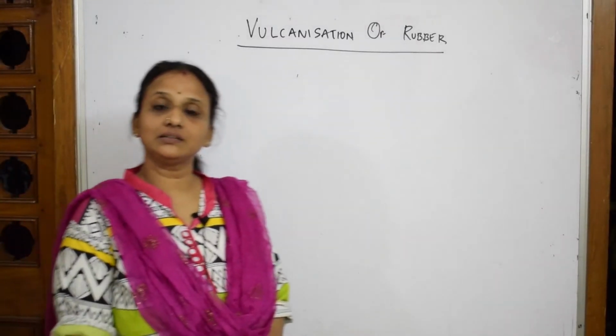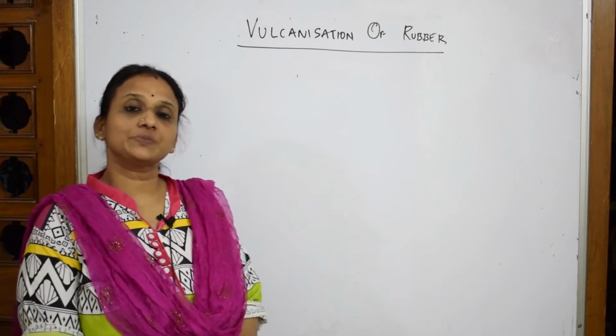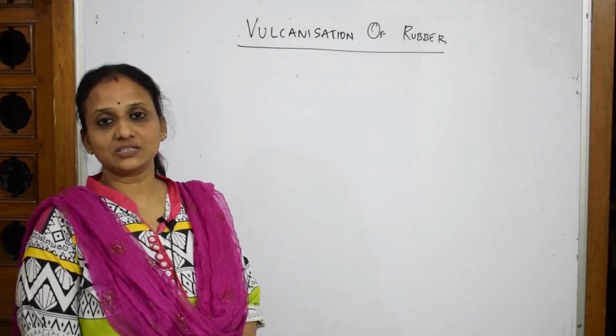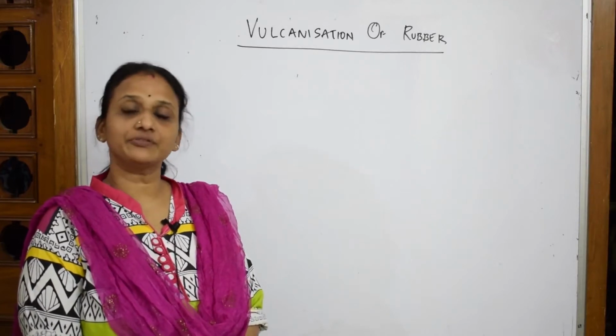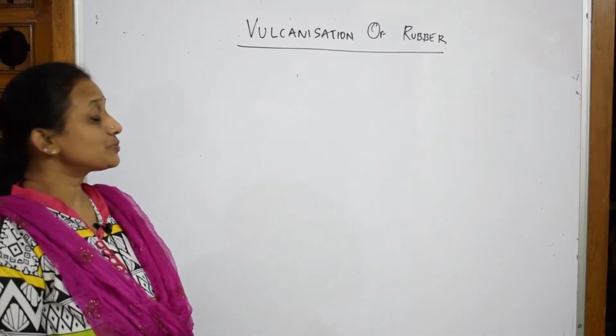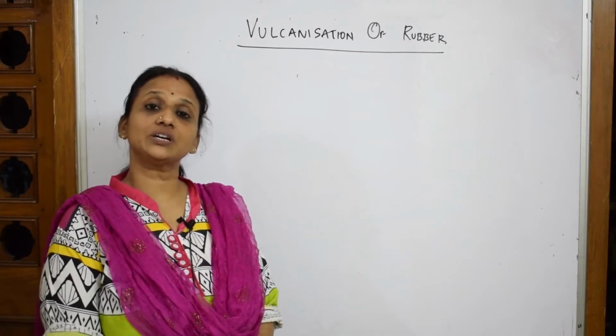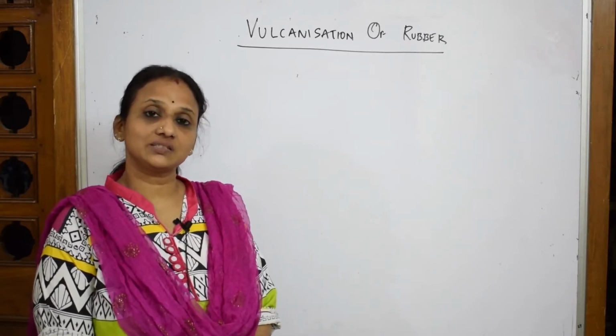Right, let's come back and learn the concept of vulcanization of rubber. So basically, when I speak about rubber, I already learned the structure, that it is also called cis polyisoprene unit, having 5 carbon atoms. Now, when I have to speak about vulcanization of rubber, why should I do vulcanization? What actually is this? Let's see.